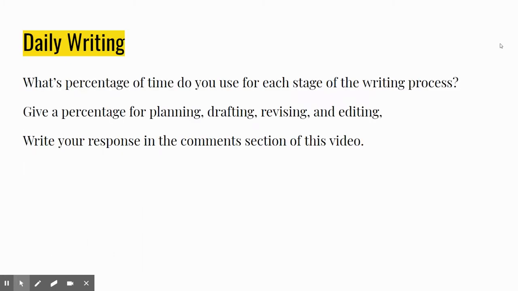For today's daily writing, in the comments below, what percentage of time do you use for each stage of the writing process? Give the percentage of time for planning. For example, do you spend 10% of your time planning, 50% of your time planning? Drafting, same thing. How much time? 20%, 30%, 80%? How much time revising? 5%, 50%? How much time editing? 10%, 60%? What is it? Break them all down. Write your response in the comments section.